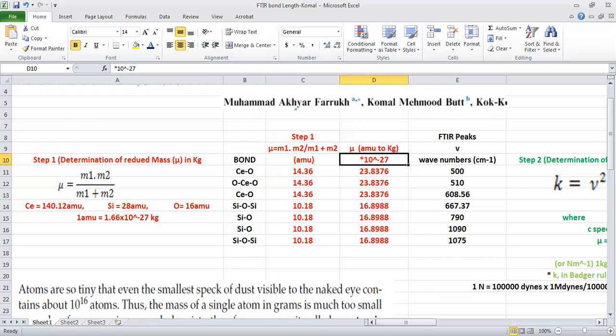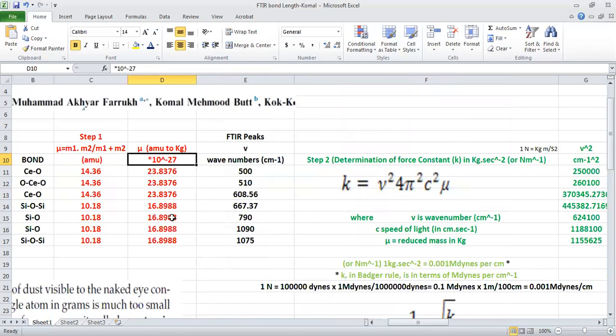Now moving to the second part, and these are the peaks which are mentioned in the paper, or these are the wave numbers of each of the bonds. It depends on the vibration of the atoms of these functional groups, and these wave numbers are given over here. Actually, this is the data you are taking from the IR or FTIR.